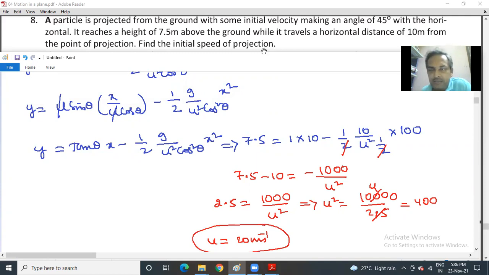Students, in my next video, I'll continue with applications when body projected at an angle theta, that is also called as oblique projectile motion. So like time of ascent, time of descent, maximum height, range.